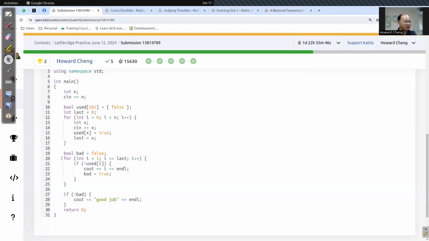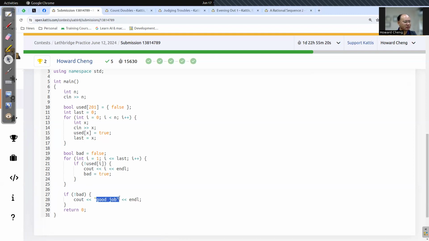And then at the end, I'll do one more pass and go through the array from 1 all the way to last, the biggest number that I've read. If I ever see a spot that is not used, then I print that out as a missing number. And I remember whether I have at least one missing number, because if I have not found any missing numbers, then I will print good job.